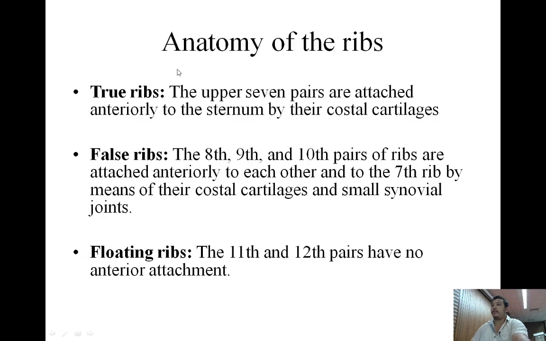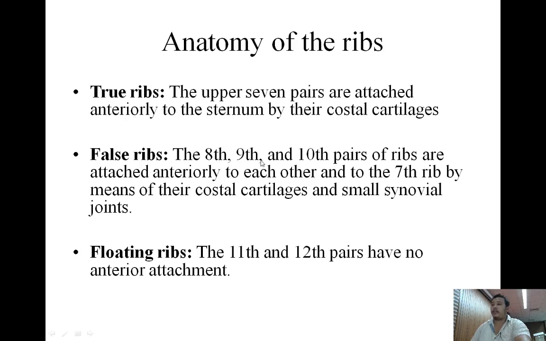Coming to the anatomy, apart from typical and atypical, there is one more classification of ribs, which is called true ribs and false ribs. The two are different. True ribs are the upper 7 ribs, actually the upper 7 pairs, rib number 1 to rib number 7. These are called true ribs because anteriorly they are attached directly to the sternum through the costal cartilage. So the ribs which are attached to the sternum through the costal cartilage directly are called true ribs.